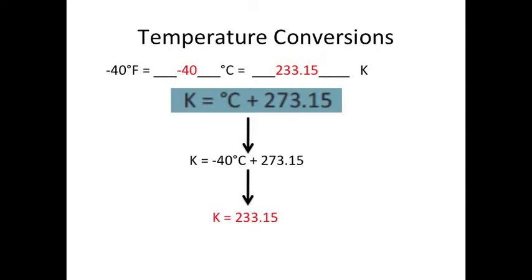Now that we have degrees Celsius, we can solve for Kelvin. Remember, Kelvin equals degrees Celsius plus 273.15. So plug in negative 40 degrees Celsius into the equation. We get Kelvin equals negative 40 degrees Celsius plus 273.15. That means Kelvin equals 233.15.